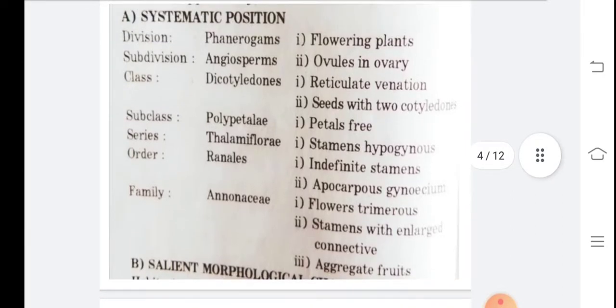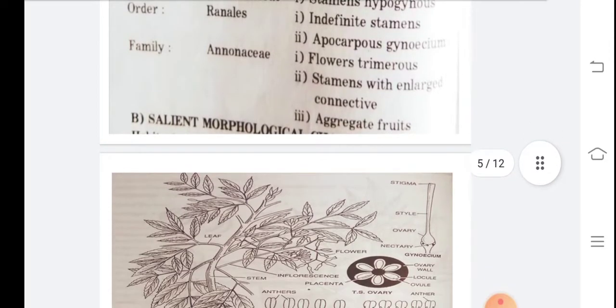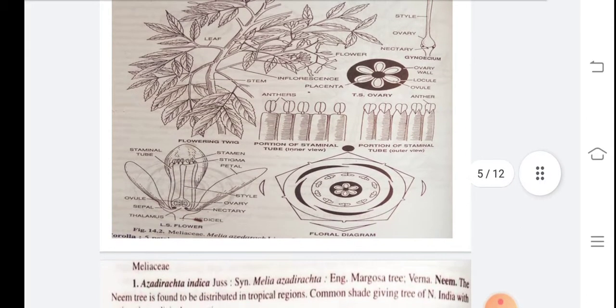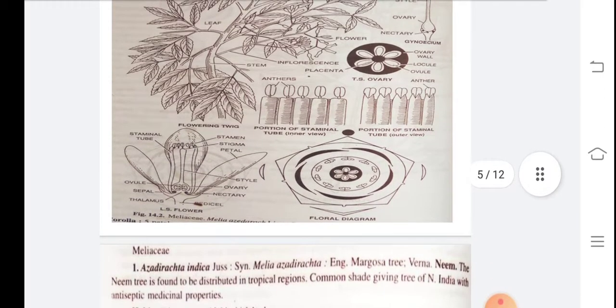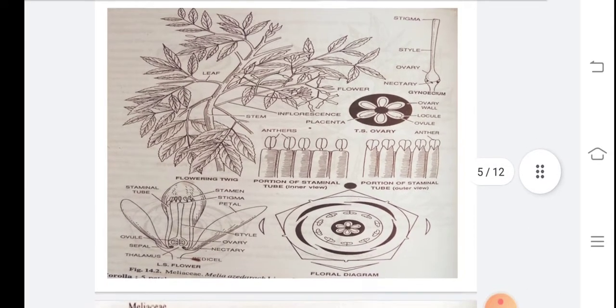This condition we have already seen in the family Anonaceae, right, and it is a character for the family Anonaceae. Then for Meliaceae the same character we will see in this one. Then please see the photographs of this family. So this is the twig of Azadirachta indica.